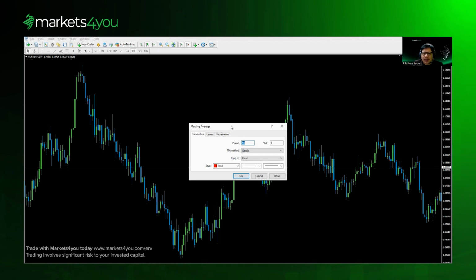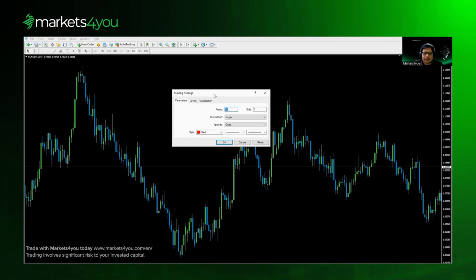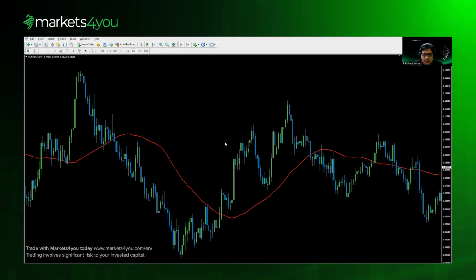For this example, we'll use the 50 period simple moving average or SMA. Adjust the period to 50, choose simple, apply it to close, and select a color for easy visibility. In this video, I'm using red because my bullish candle is green and my bearish candle is blue, so red differs from my candlestick colors. Then we click OK to apply the indicator to our chart.